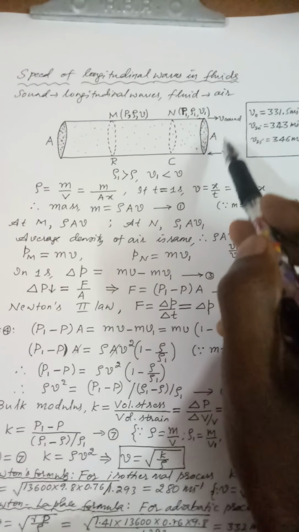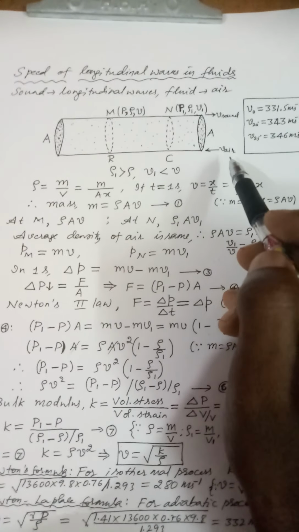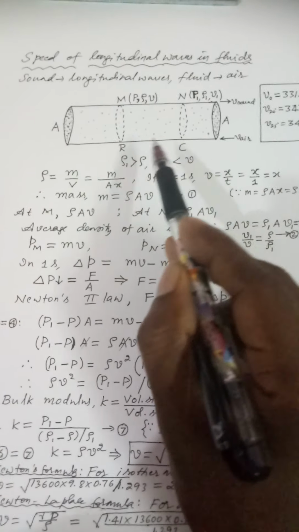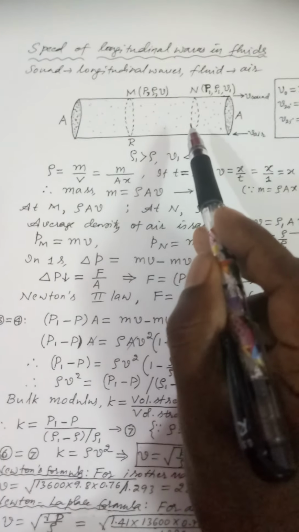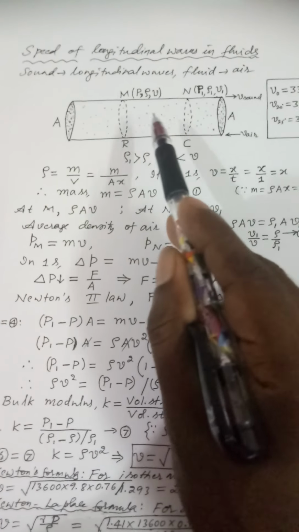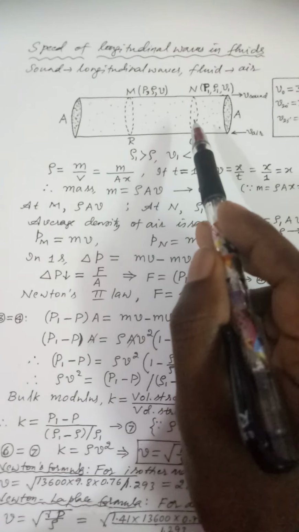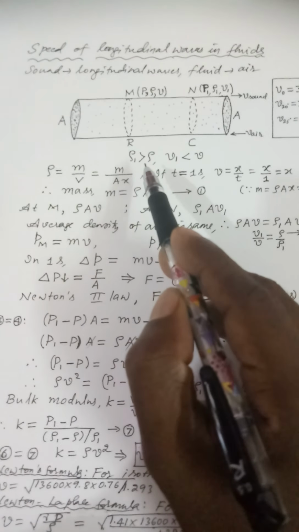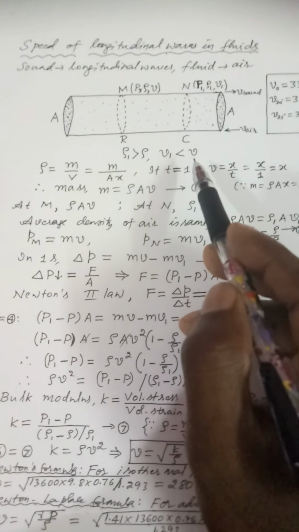This is the direction of velocity, and say this is the direction of air. Now I will consider that this is a compressed region and this is a rarefied region. Therefore density at this point is more than density at this point, and velocity is less at this point than this. So I can write rho 1 is greater than rho, V1 less than V.